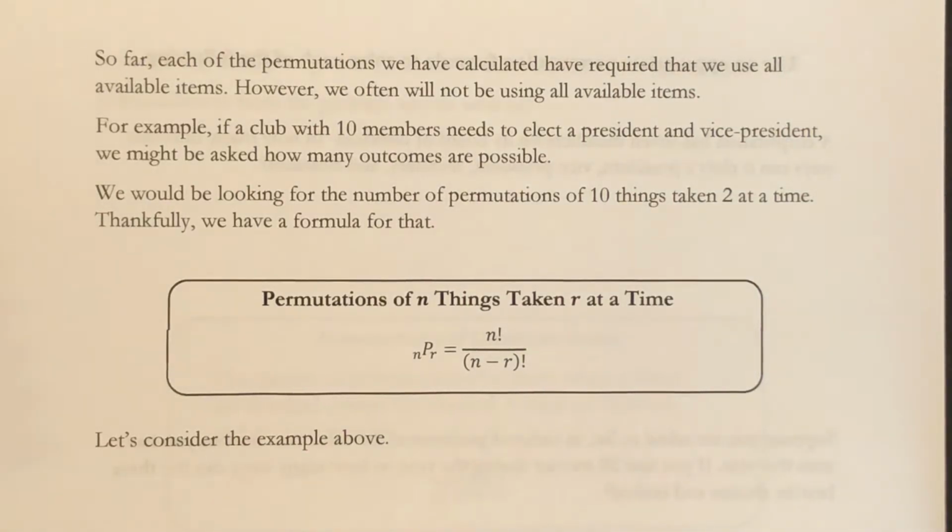This is part 2 of section 11.2. So far, each of the permutations we have calculated have required that we use all available items. However, we often will not be using all available items. For example, if you are in a club and there are 10 members in it, and they need to elect a president and a vice president, we might be asked how many outcomes are possible.